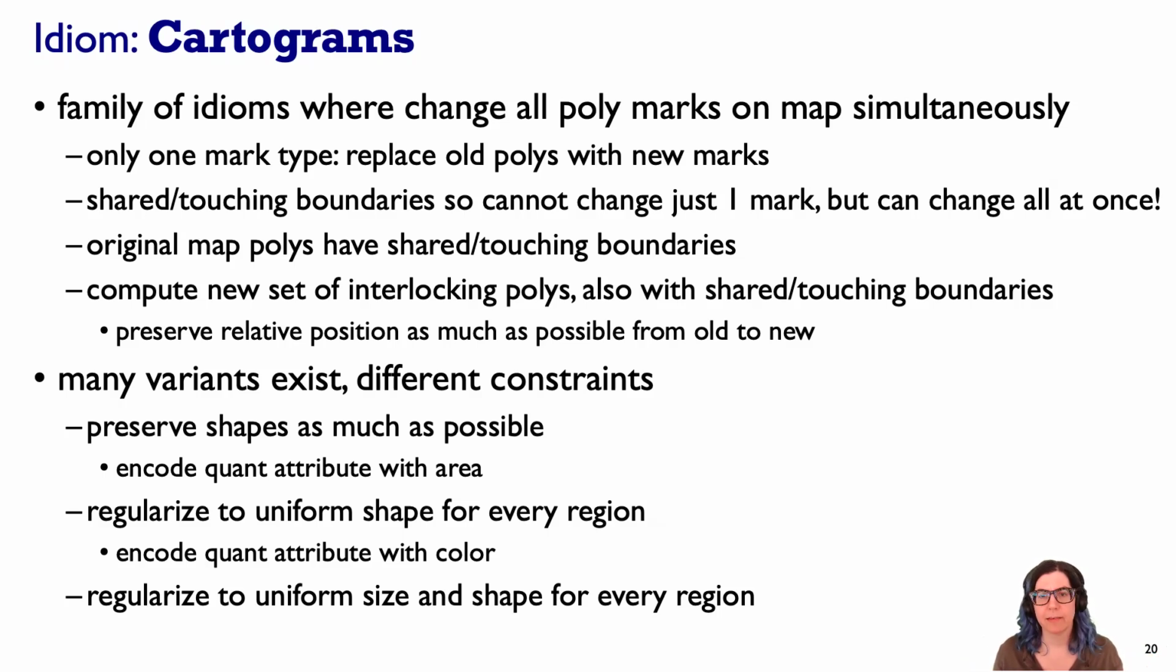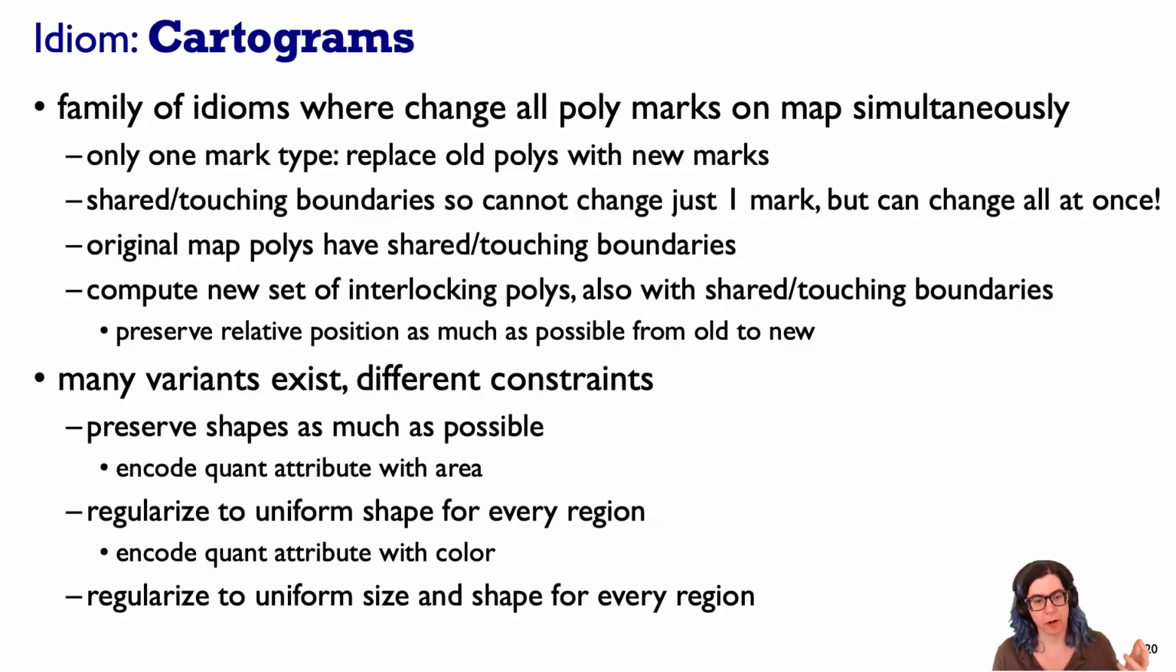I've talked a lot about how if the boundaries of polymarks or any other marks are touching, you can't just change one, but you can change them all. If you change them all at once and compute new values, then you had the original map with these touching boundaries, and you compute a new map where you also have touching boundaries. So in some ways, the way that the old marks interlocked, the new ones interlock. And typically, we're trying to preserve something. We're trying to preserve the relative position as much as we can from the old layout to the new one.